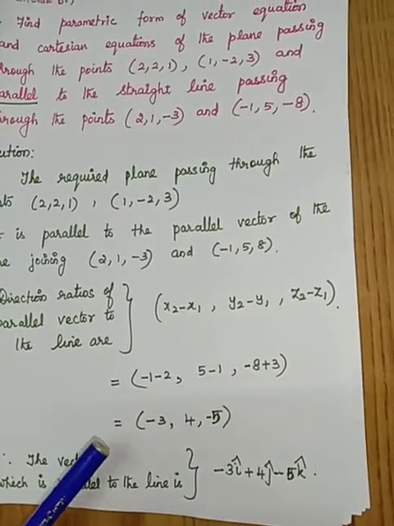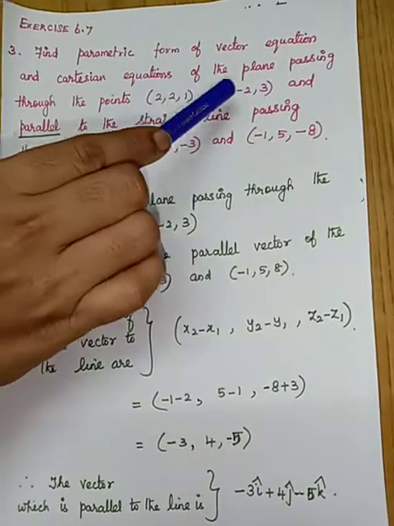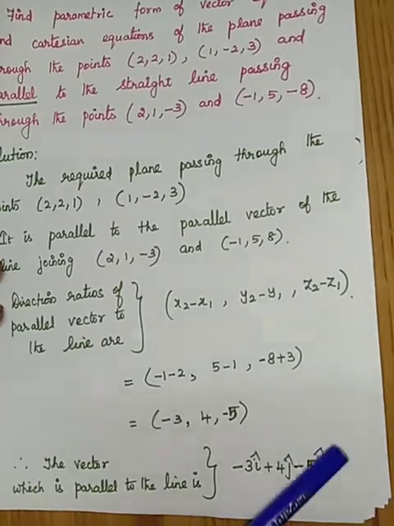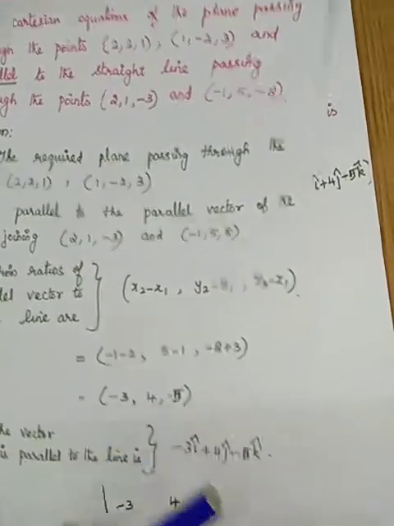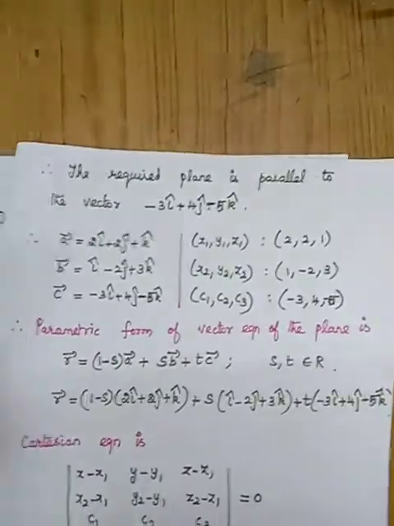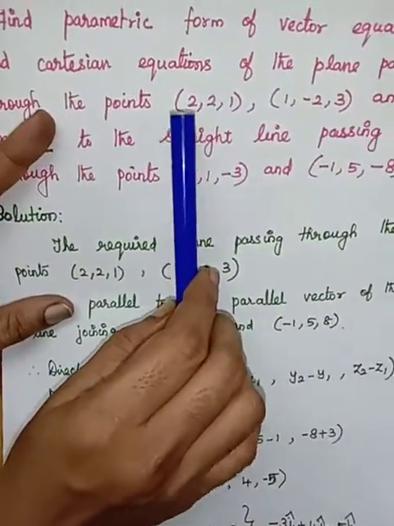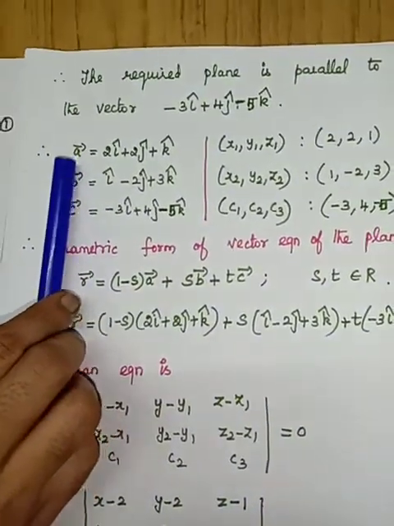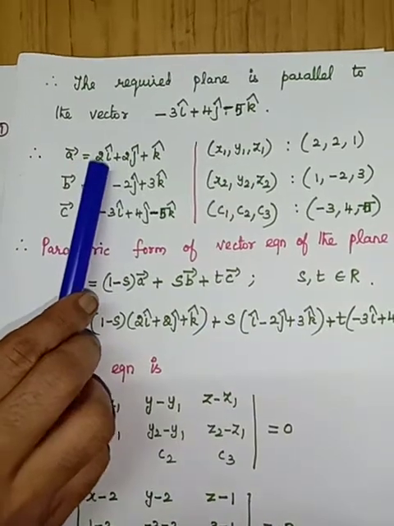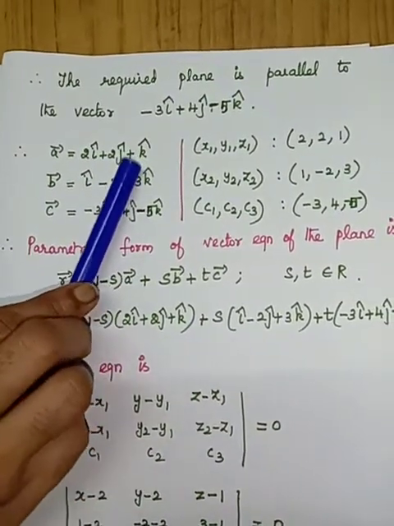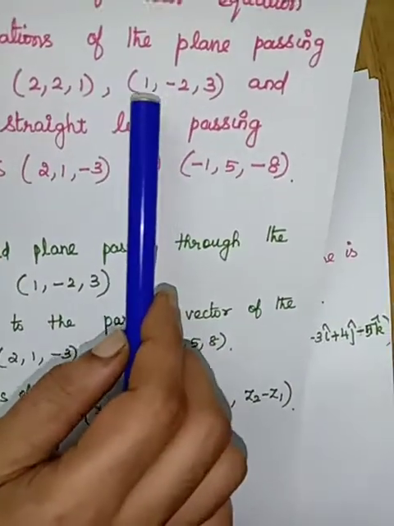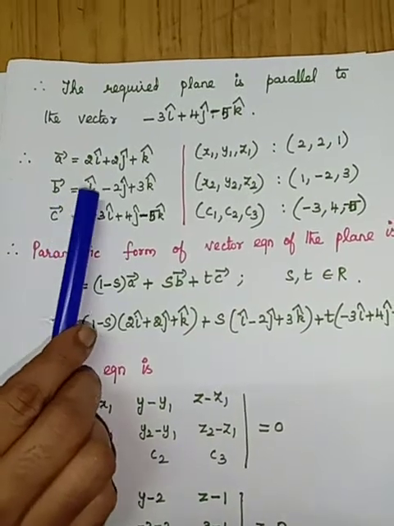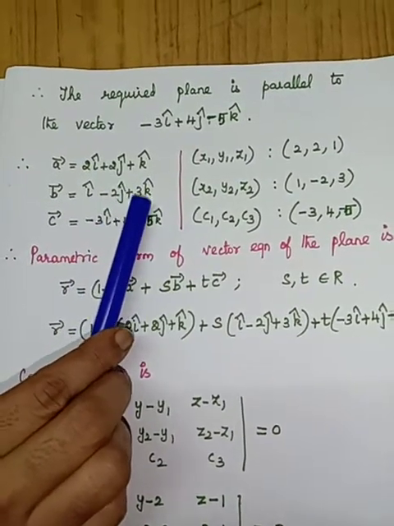Already I have told you our required plane passes through these 2 points, and now it is parallel to this vector. From the first passing point, 2, 2, 1, we can write A vector, so A vector is equal to 2i cap plus 2j cap plus k cap. From the second passing point, 1, minus 2, 3, we can write B vector is equal to i cap minus 2j cap plus 3k cap.